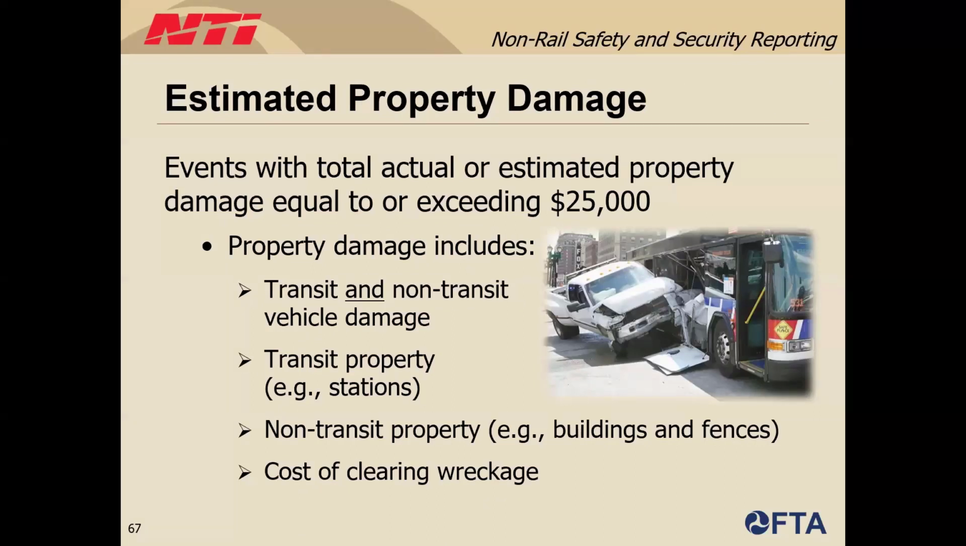Now we'll talk about the property damage threshold. Events with total actual or estimated property damage equal to or exceeding $25,000 are reportable. Property damage includes transit vehicle and non-transit vehicle damage, damage to transit stations, bus stop signs, and shelters if applicable. The cost of non-transit property, private property, examples are buildings, fences, etc., are included, and also the cost of clearing wreckage.